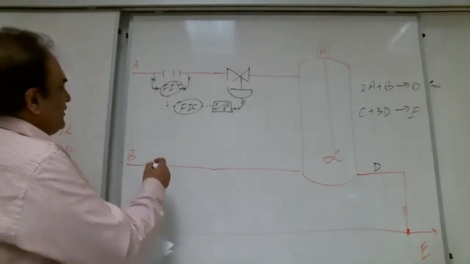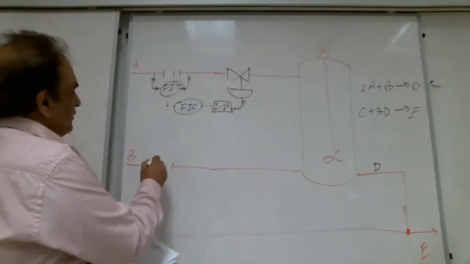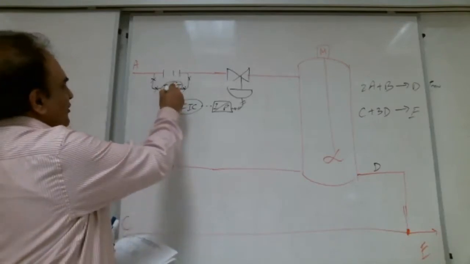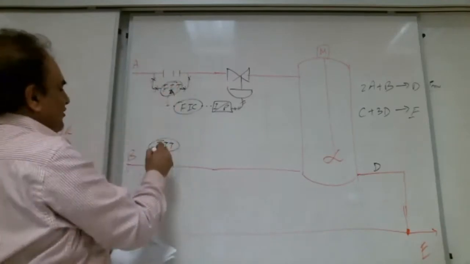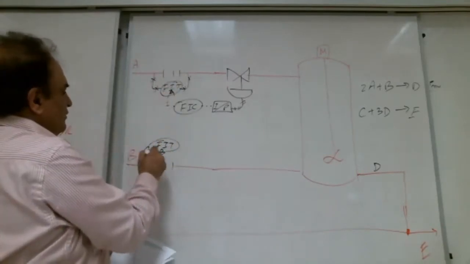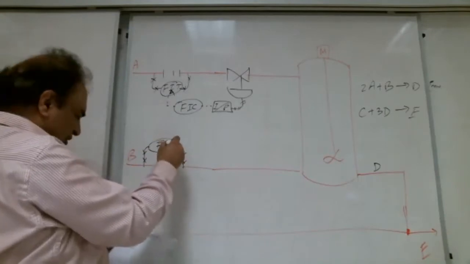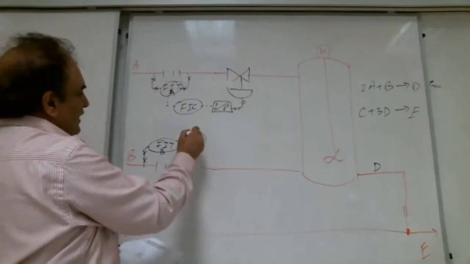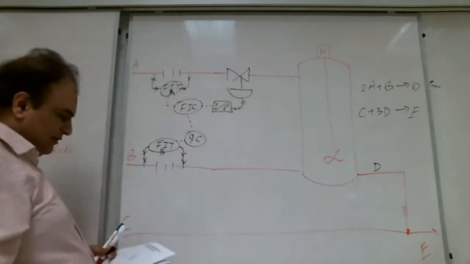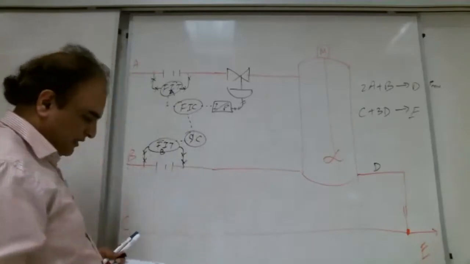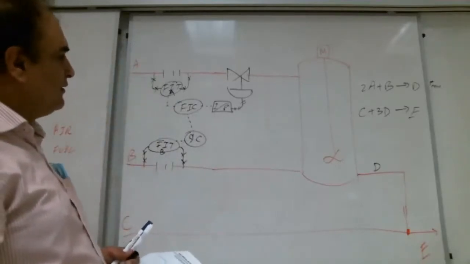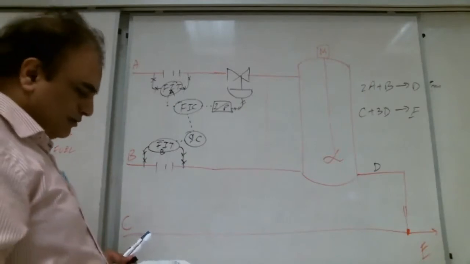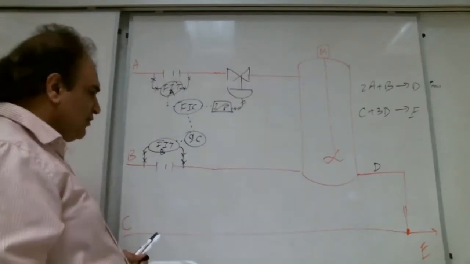Okay, here again we put the flow indicator transmitter. This is 1 or A, it is on line A. This is on line B. And the signal of this one we take to the signal calculator, and this one we take there. Right, Shabab? Yes. That's good. Okay.